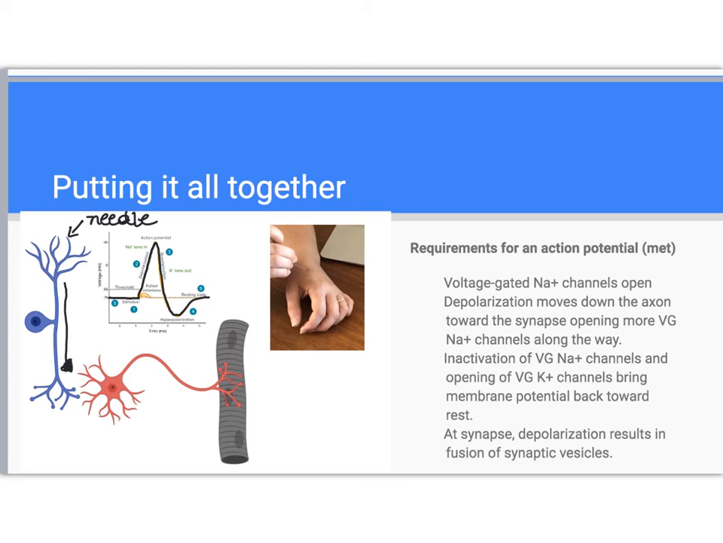As a result of the inactivation of voltage-gated sodium channels and the opening of voltage-gated potassium channels, the membrane potential of the axonal parts that have experienced the action potential will reset back to rest, ready to sense a new stimulus or continued applied stimulus.